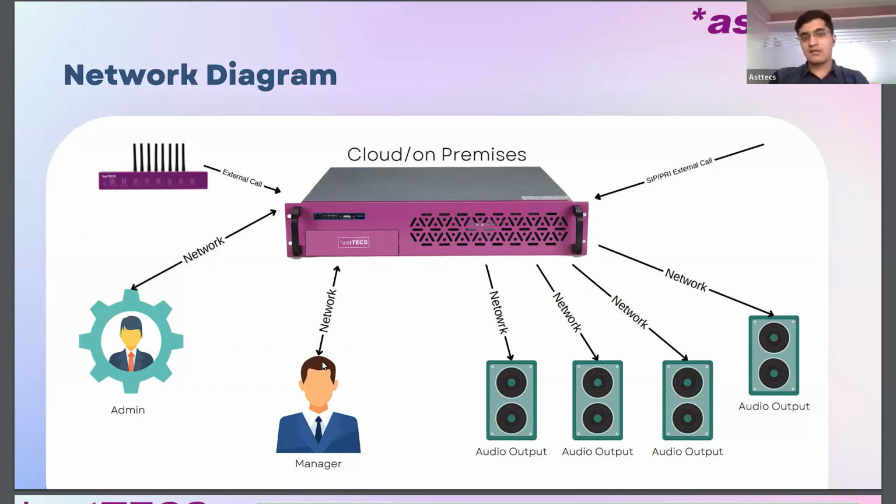Now, then there are all the speakers connected to the network. Obviously, between the speakers and the server, there would be a switch. It's not directly connected to the server. Now, you may be wondering why I've put a GSM gateway or an external SIP PRI line over here. So again, in an IP-based model, we are a telecom company. We can give that flexibility to the customer.